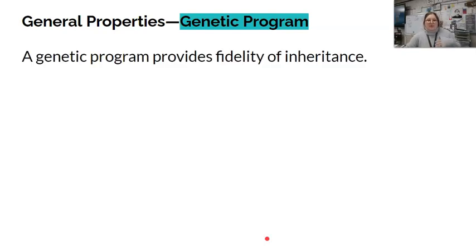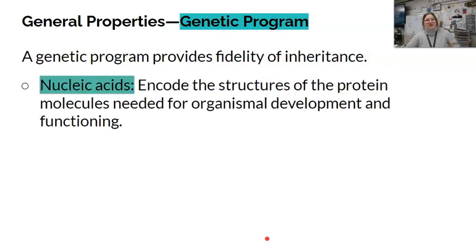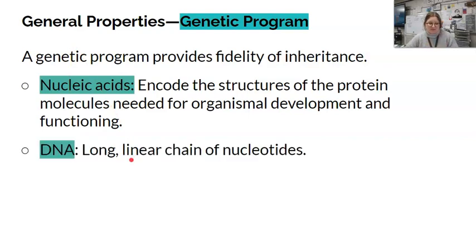When I talk about genetic program, we're talking about genes for inheritance, and those come from nucleic acids. Hopefully this is a little bit of a reminder from biology, but nucleic acids, they encode the structures of protein molecules needed for organismal development and functioning. They basically have the instructions of, okay, here's the protein that needs to be made for this, here's the protein that needs to be made for this, and that's how we function and live.